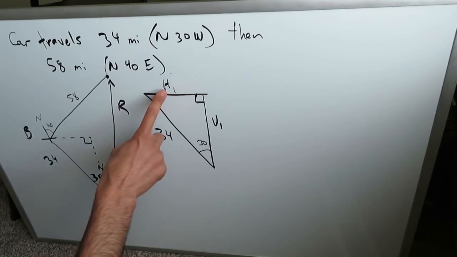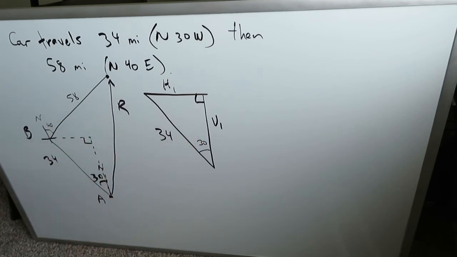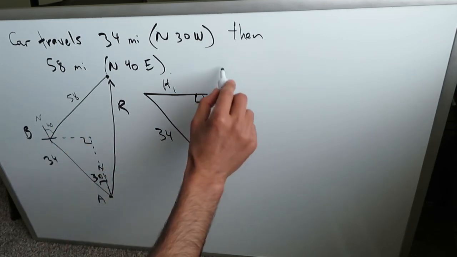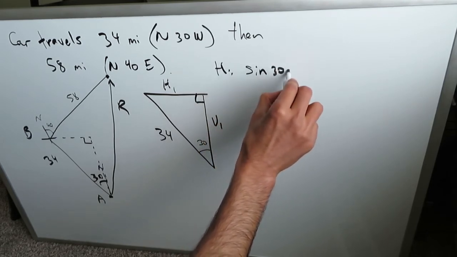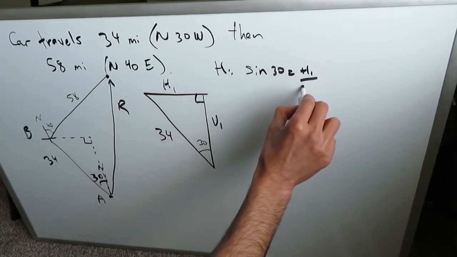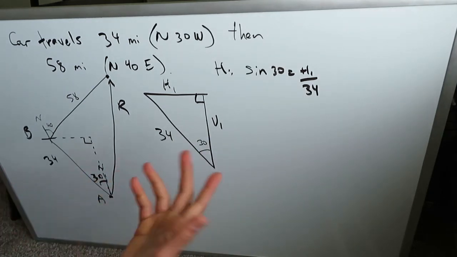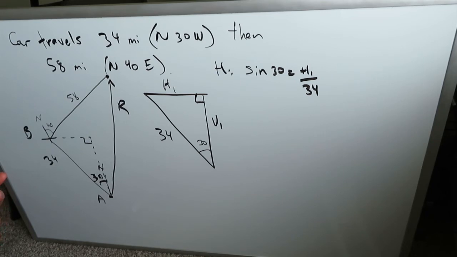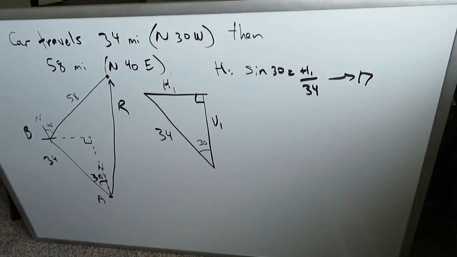To determine the horizontal component over here, you have to actually use the sine formula, because the horizontal component is opposite to your angle. So to determine the horizontal one, we're doing sine 30 is equal to h1 over 34, and just solve for h1. Sine 30 is 0.5, times 34 is 17. So our horizontal component is basically 17 miles, because we're talking here about miles.